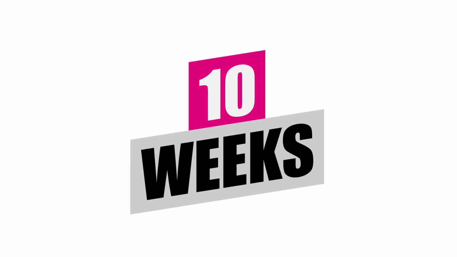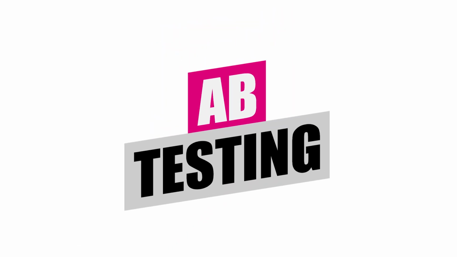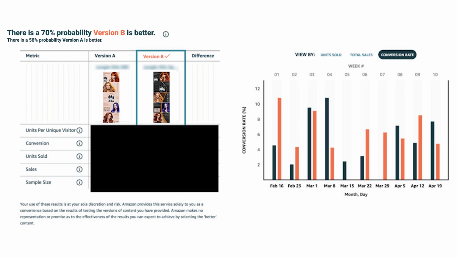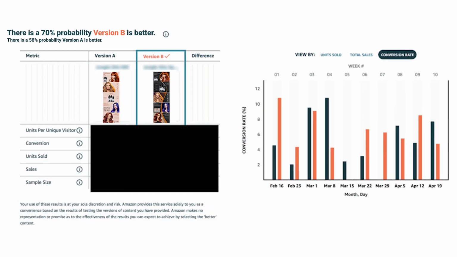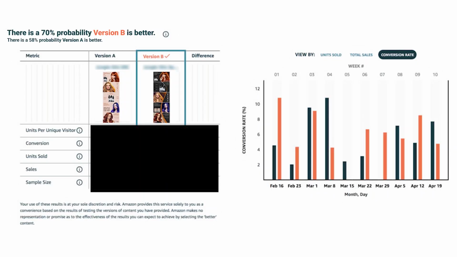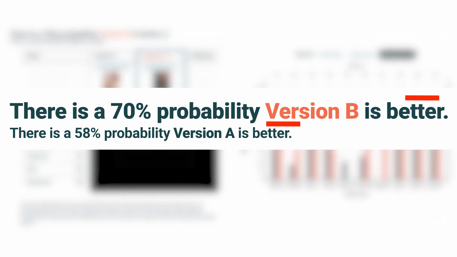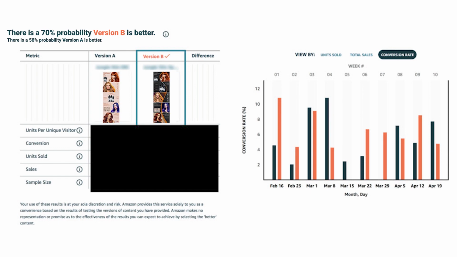After 10 weeks, we got the result of Amazon A/B testing, and here is the attached image. In the A/B testing result, we discovered that the probability for the previous design is 58%, but on the other hand, the probability for the mosaic arrangement A plus is 70%. So, we discovered that by designing Amazon A plus content as a mosaic arrangement, we can increase sales by 12%. Amazon itself suggests that version B is better, and we got a higher conversion rate and sales from version B.